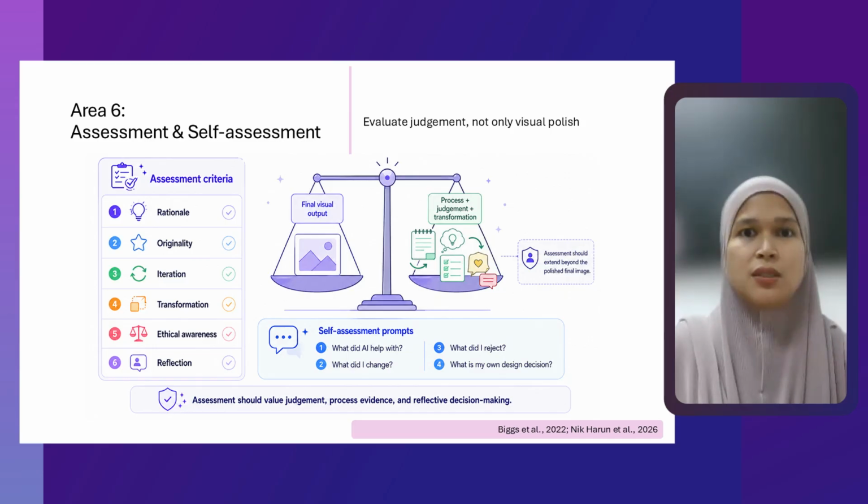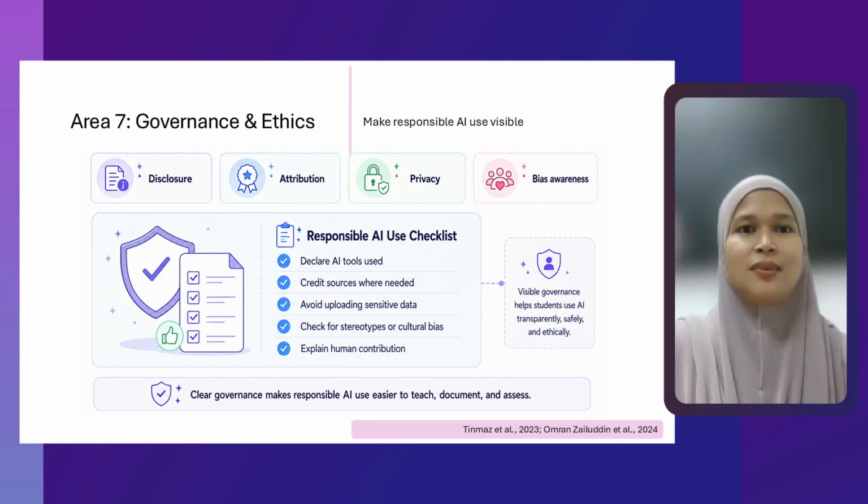Self-assessment is also important. Students can be asked to explain which parts of the work were supported by AI, which parts were developed independently, and how AI influenced their decisions. For example, students may answer questions such as: What did AI help me generate? What did I change? What did I recheck? What is my own design contribution? This encourages students to remain accountable for their creative choices and to understand AI as one tool within their broader design process. The seventh area is governance and ethics.